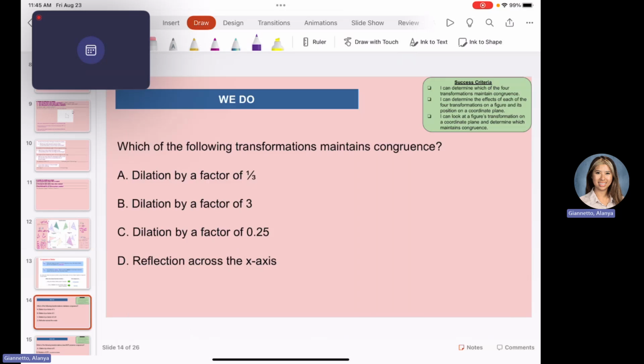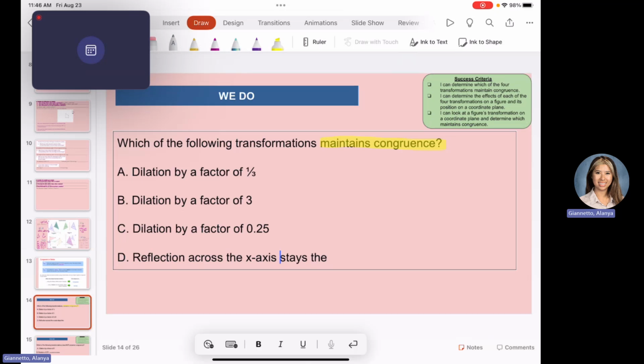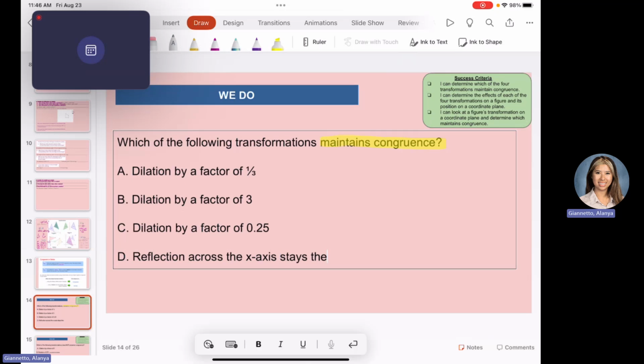Okay, so we're going to go on to our first we do. In our first we do, we have: which of the following transformations maintains congruence? So again, we have to remind ourselves that maintaining congruence means that it stays the same shape, size, and angle.